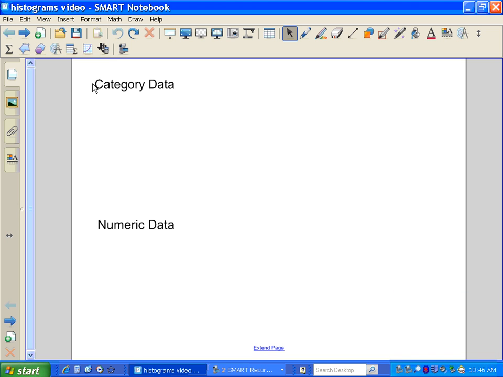Hi folks, I want to share some information with you about category data, numeric data, and how we represent that data in a graphical form. Category data is data that's just as it sounds. It can be put into categories.